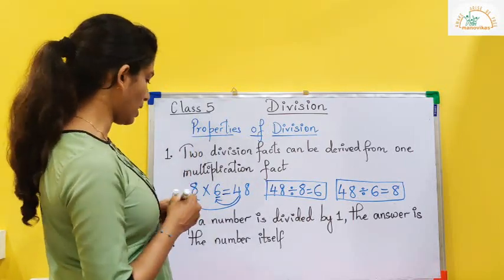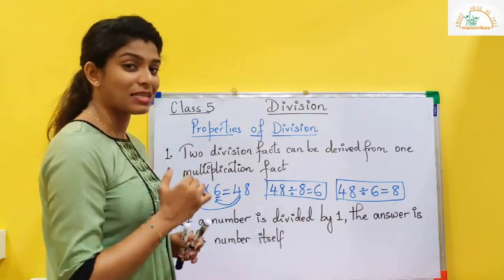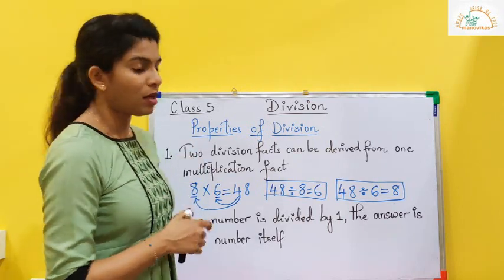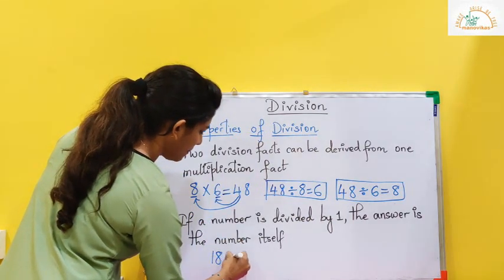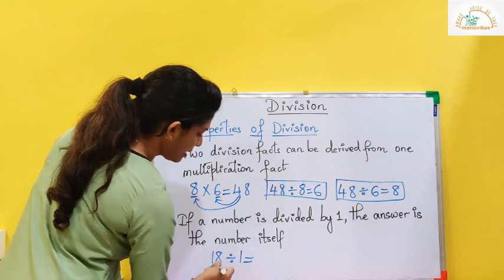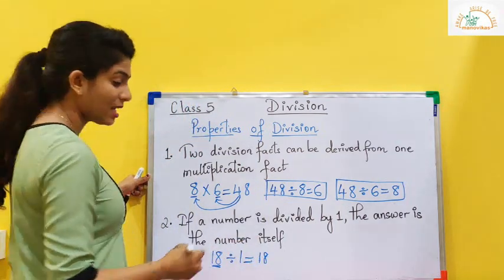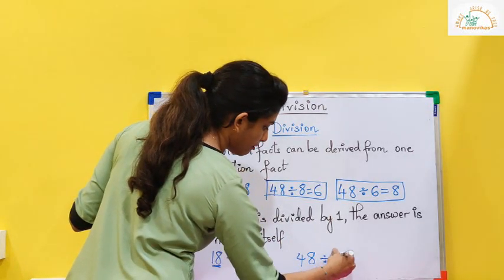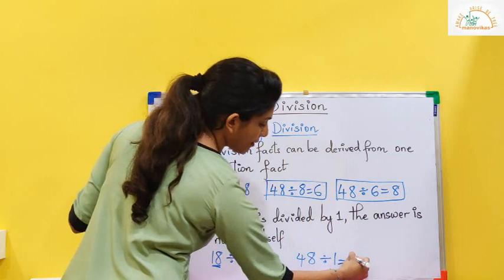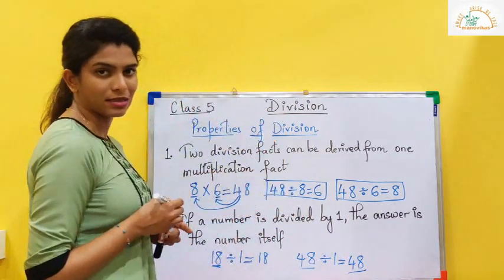Next, let's see the next one. If a number is divided by 1, the answer is the number itself. Suppose I divide 18 by 1. I will get the same answer, that is 18. Let's take one more example, 48 divided by 1. I will get the same answer.